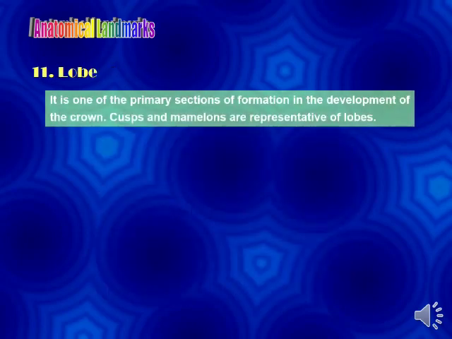Lobe is one of the primary sections of formation in the development of the crown. Cusps and mamelons are representative of lobes. A lobe is considered one of the primary, essential parts in the formation of the crown. What belongs to a lobe are the cusps and the mamelons.